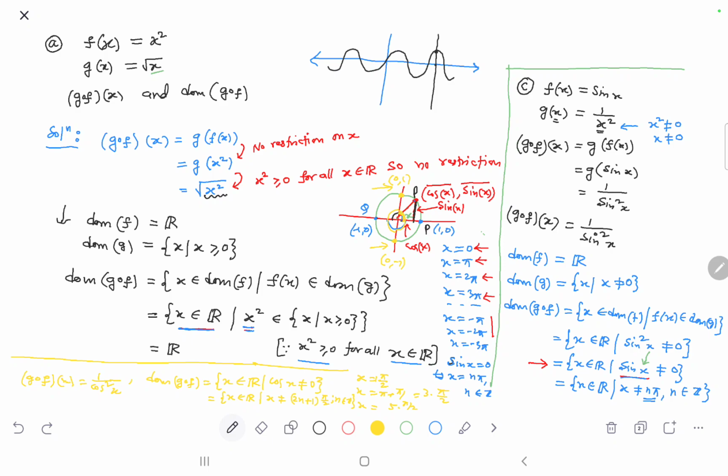Okay, so let me go to the next question. Any question so far? Okay. The only thing we need to know is how sine x and cosine x are defined. If you have an idea about these functions, you can solve this question, right? Very good. So let me go to the next.